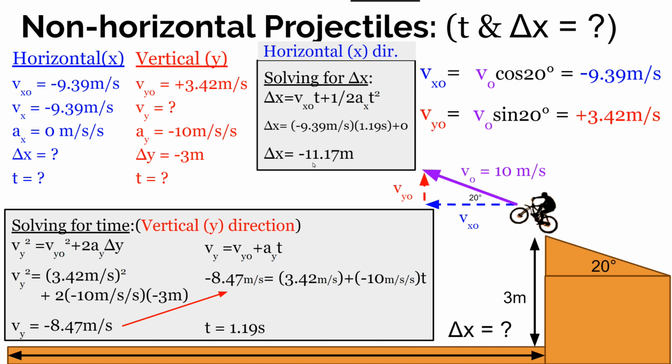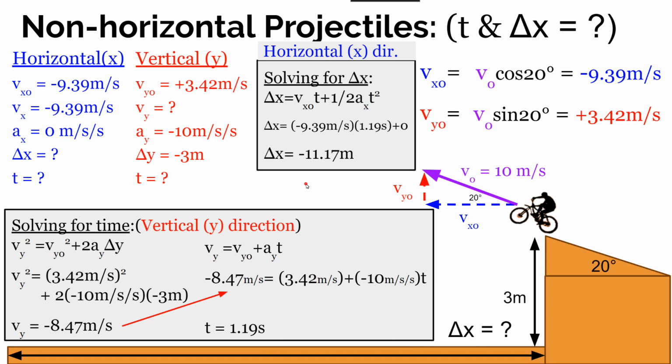So the process is not that much different than what we used for solving horizontal projectile problems, where the initial vertical component of the velocity was 0. The only difference is we have to add an extra step and use 2 equations in the vertical direction to solve for time, and then use that to figure out something like horizontal displacement.